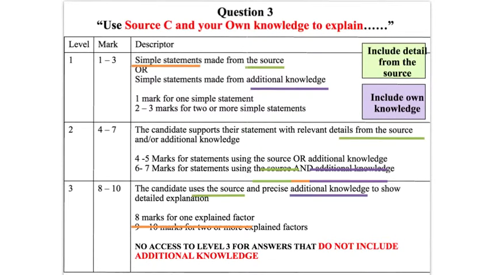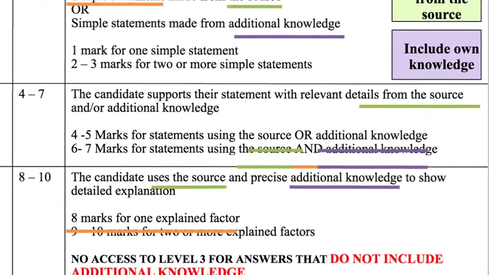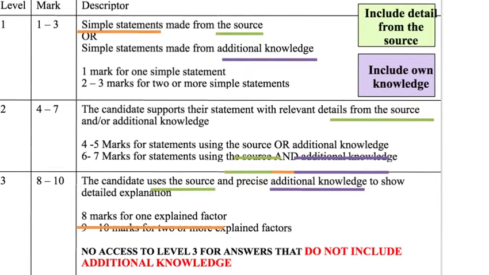Okay, you've got 3 levels. The first level looks at making simple statements from the source or simple statements from your own knowledge. You get 1 mark for 1 statement, 2 or 3 marks for 2 statements. To get to level 2, to get 4 to 7 marks, you need to then support your statement with relevant detail from the source or additional knowledge. You get 4 to 5 marks for using the source or additional knowledge, or the top of the level there for using the source and additional knowledge.